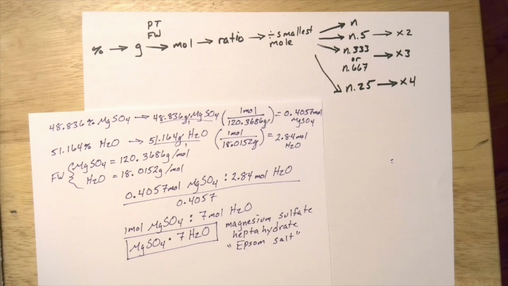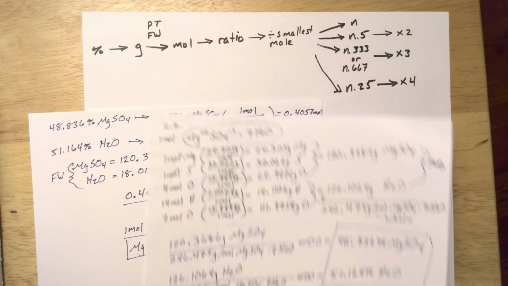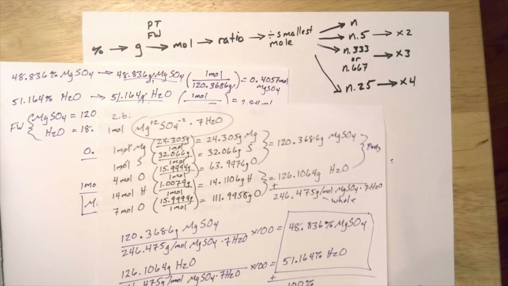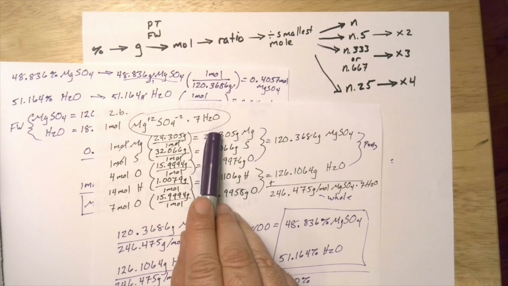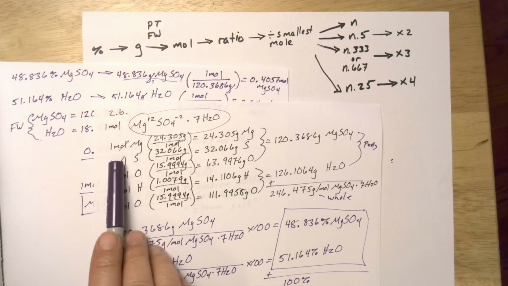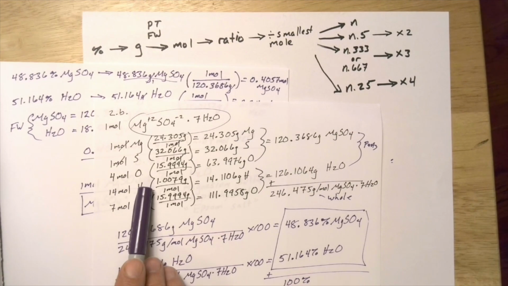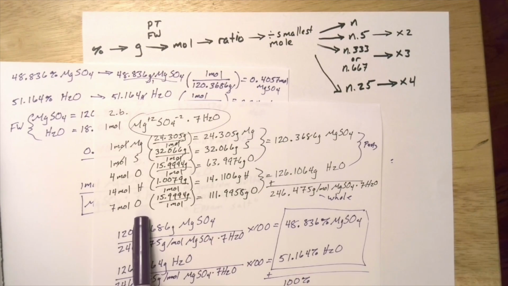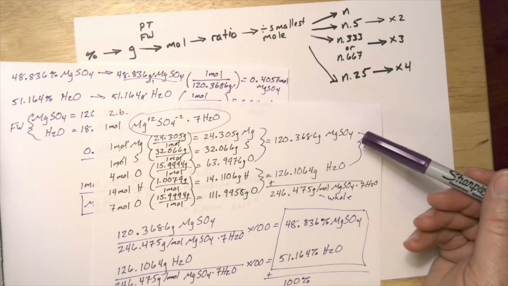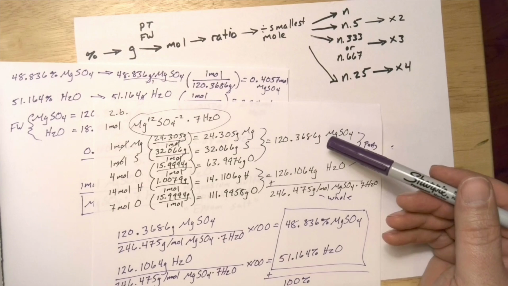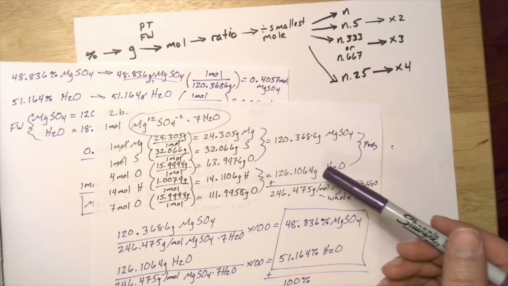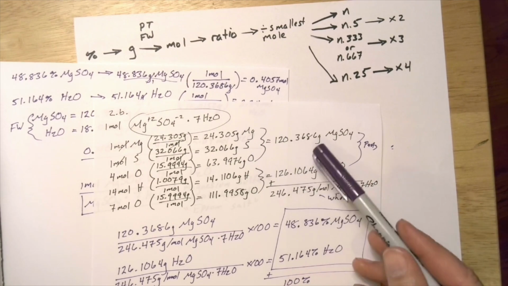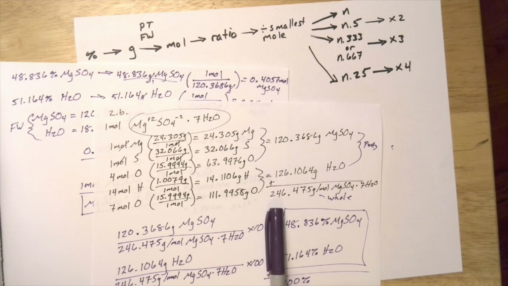And if you remember, what we just did is the reverse of what we did the other day, where you had the formula of magnesium sulfate heptahydrate. You broke it apart into 1 mole magnesium, 1 mole sulfur, 4 moles of oxygen. Then you have 7 times 2, you have 14 moles of hydrogen, 7 times 1, 7 moles of oxygen. And then you find the formula weight for magnesium sulfate, 120.3686. Formula weight for water, total weight of the water is 126.1064. And then the total weight of the whole compound is a little over 246 grams per mole.